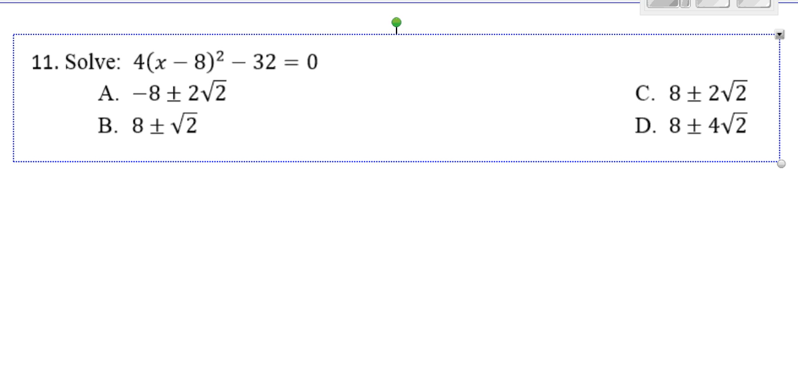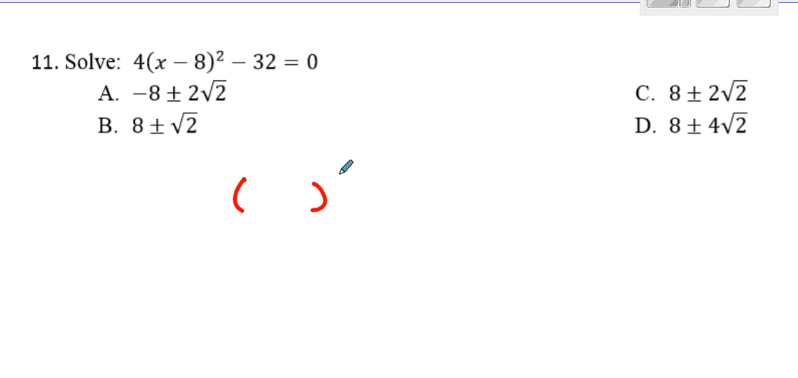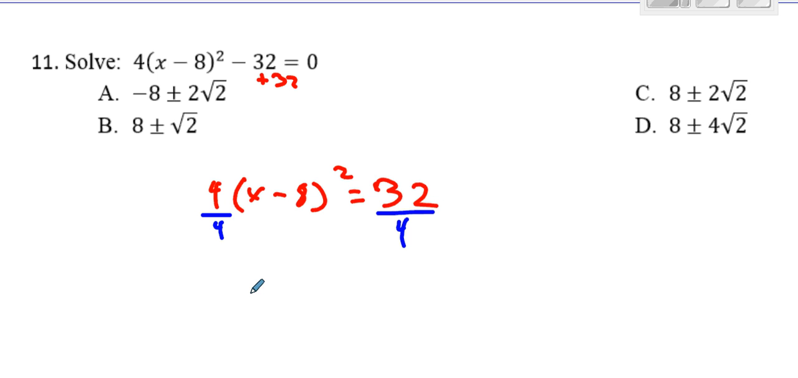So when you're solving this one out, there's only one x in here. Even though it's in parentheses, there's only one x. So if we get that by itself, we can solve it. So we're going to try to get those parentheses by itself. The first thing we can do is add the 32 to the other side. Trying to get those parentheses by itself, we're going to divide by 4.